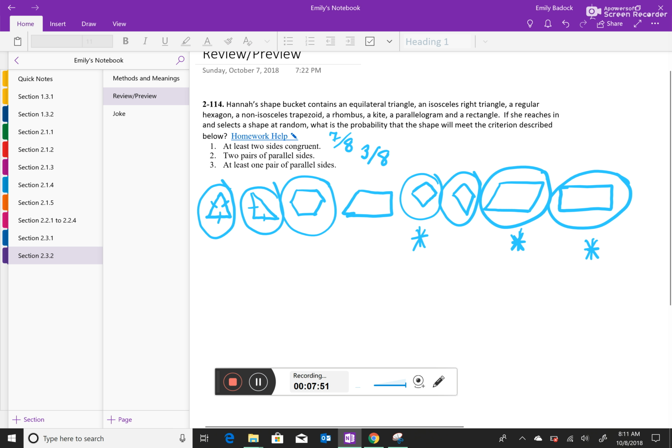And then the last one says at least 1 pair of parallel sides. So now we're just looking at 1 pair of parallel sides. We got 1, 2, and then 3, 4, 5. So all the ones that we already starred for 2 pairs, and then you also have the quadrilateral, the non-isosceles trapezoid, and the hexagon have parallel sides as well. So that is going to get us 5/8.